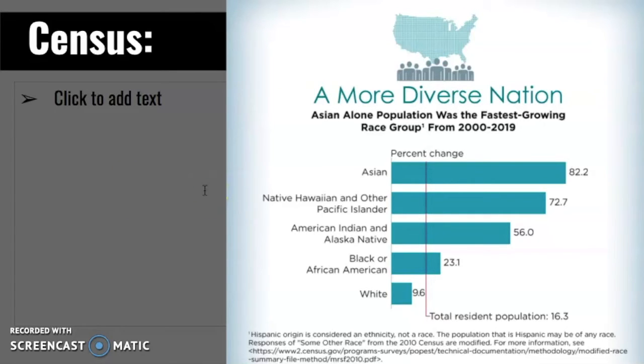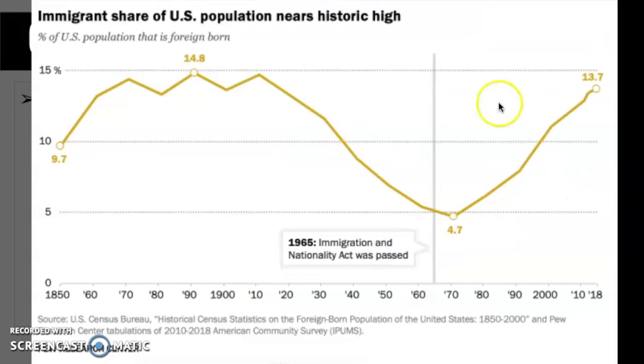Another image into our society, into our country, is that we are becoming more and more diverse, and you can pay attention to the percentage change in how certain groups are expanding faster. You can pay attention to this graph. The percentage of U.S. population that is foreign born is almost at an all-time high.